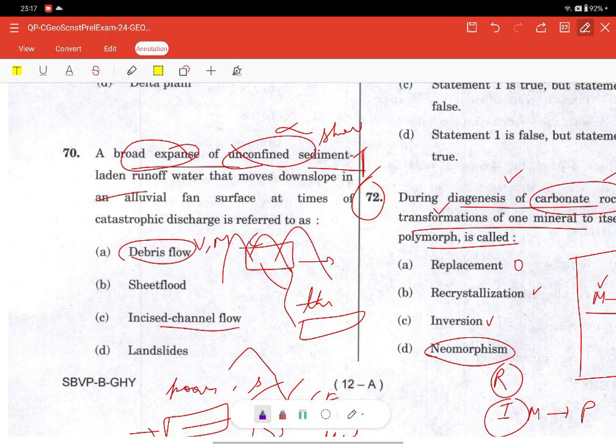Inside channel flow is confined channels. It's not unconfined sediment, later runoff, etc. And mud flow is fine grain. Mud flow or landslide is what? Landslide is like collectively occurring as a cohesive mass, unlike broad sheet runoff.